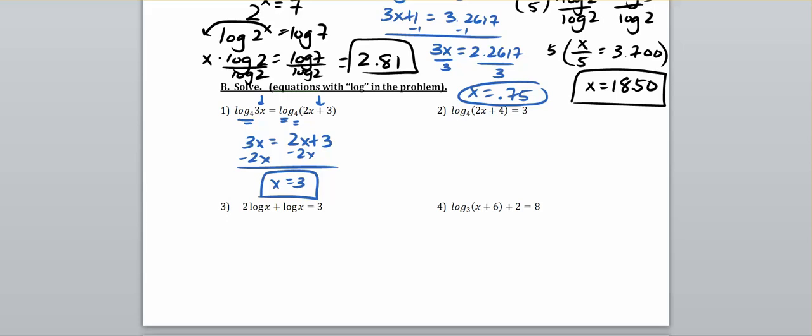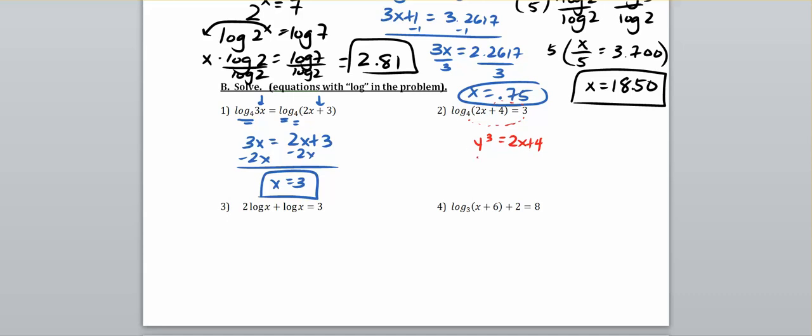Well, if we think about what we've learned with rules of logs and how we can get rid of logs, we know that by the circle method, I can take a log and turn it into an exponential function, because they're inverses of one another. I'm going to take the base to this number, and it's going to equal this, meaning I'm going to have 4 to the third power equals 2x plus 4. That's how I can rewrite my log function into an exponential function. Now let's just solve for x.